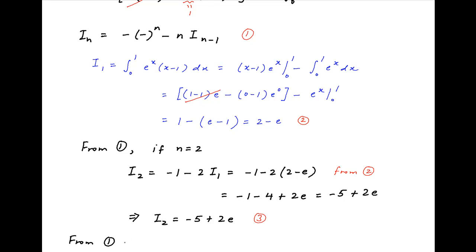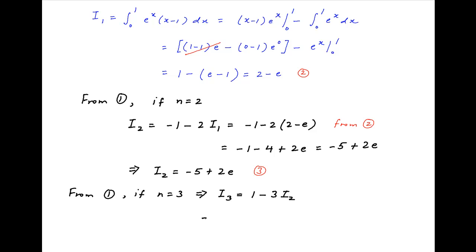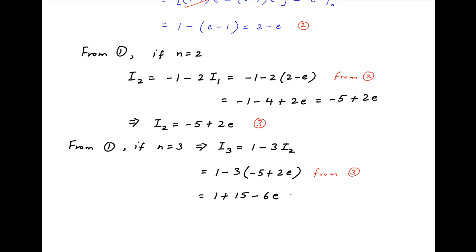Again going back to result 1 and putting n equal to 3, we get the value of I_3 equal to 1 - 3 I_2. Substituting the value of I_2 from result 3, we get I_3 equal to 1 - 3 times (-5 + 2e). This simplifies to 16 - 6e. And so the value of n for which I_n is equal to 16 - 6e is 3, which is the required answer.